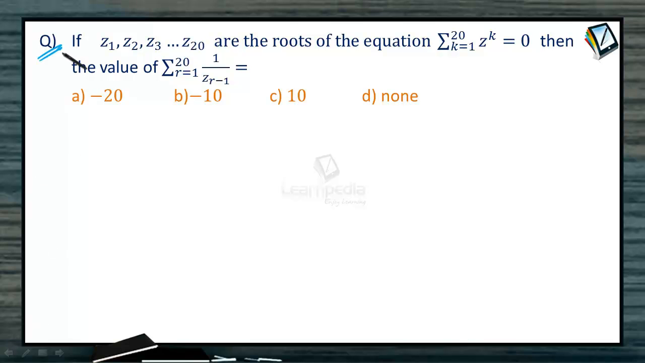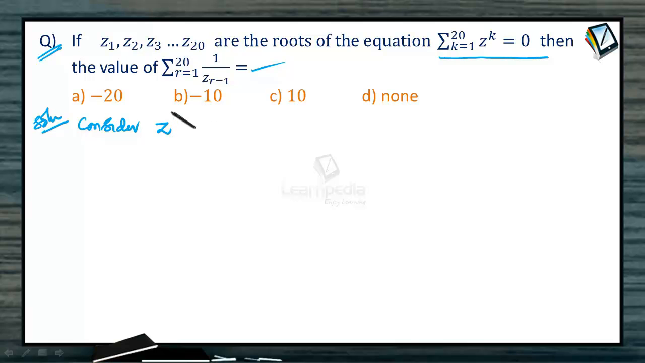Next, let us go to the question in complex numbers. If z1, z2, z3 and so on up to z20 are the roots of the equation sigma k equal to 1 to 20 z power k is equal to 0, then what is the value of sigma r equal to 1 to 20 of 1 by z r minus 1? So let us find the solution of this problem in this way.